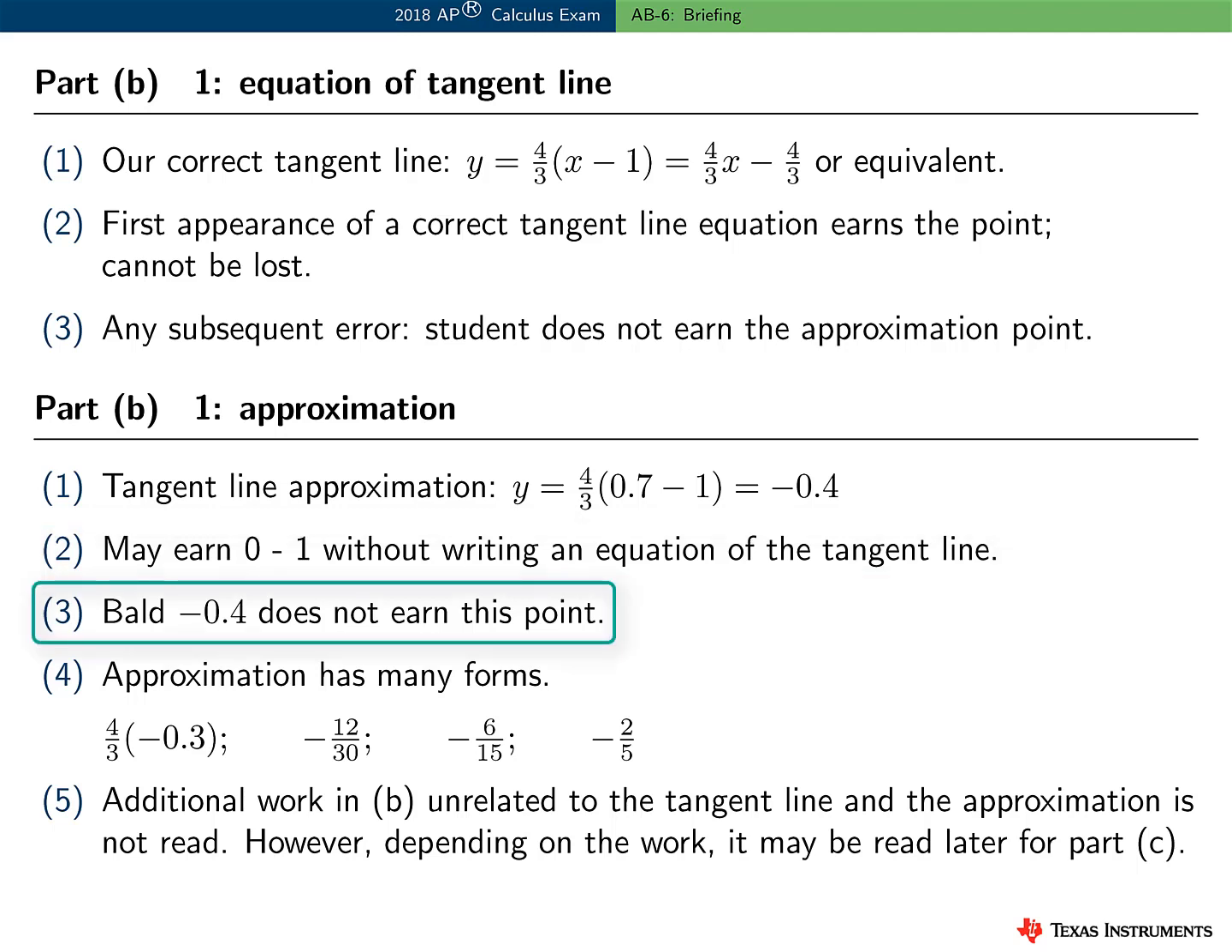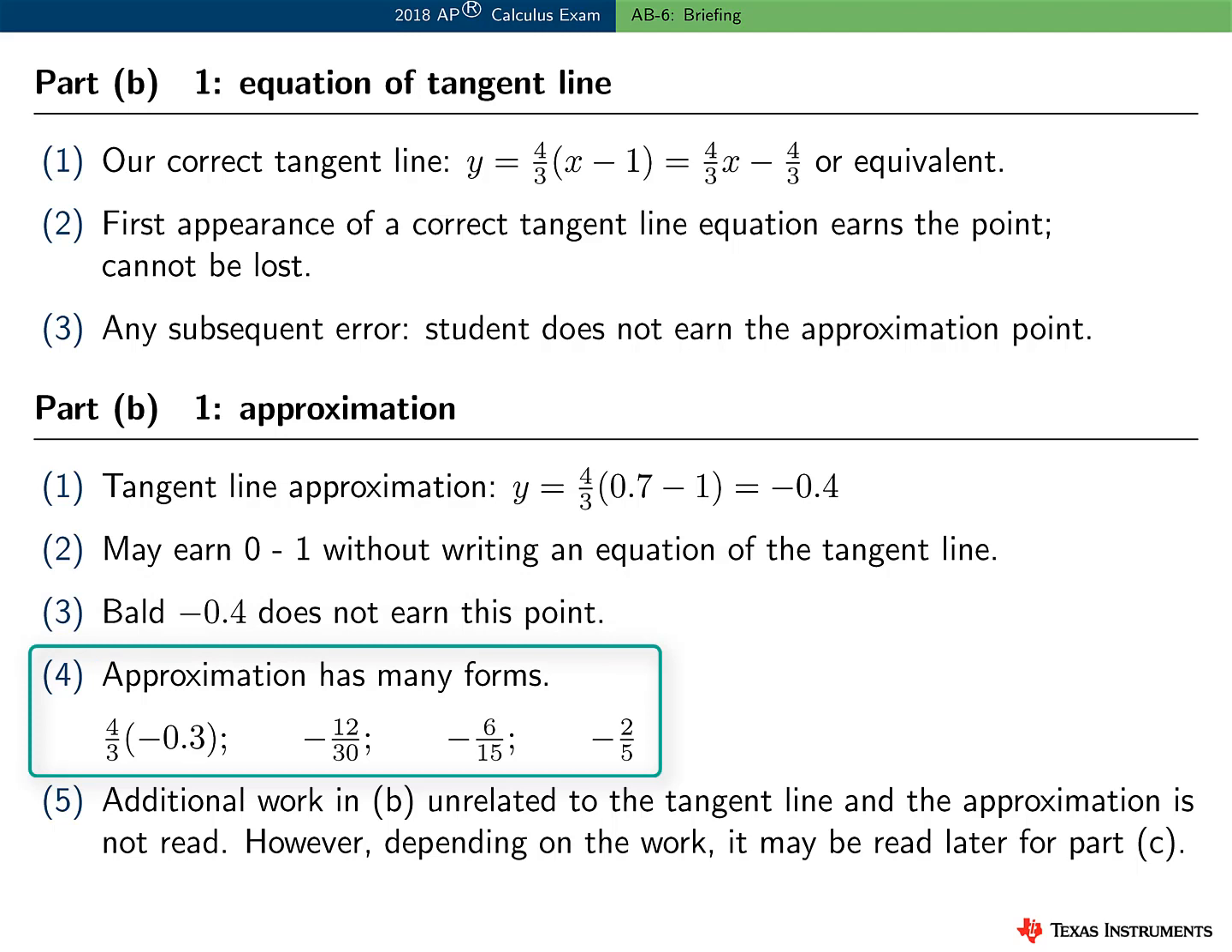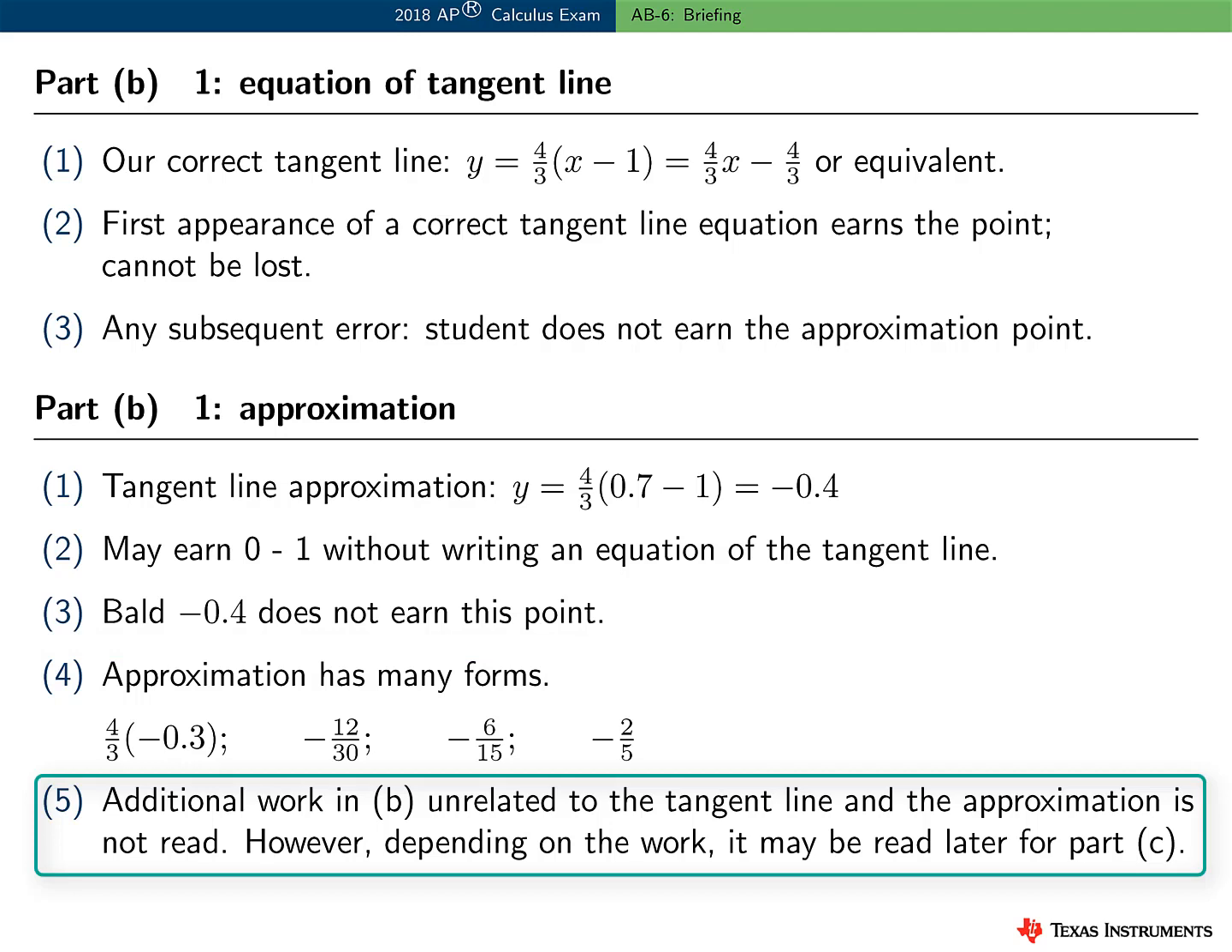A bald -0.4 did not earn the approximation point. There had to be supporting work. And the correct approximation has many forms, of course, and here are a few. Any additional work in part B unrelated to the tangent line and the approximation was not read. However, depending on the work, it might be considered later on as a response to part C.